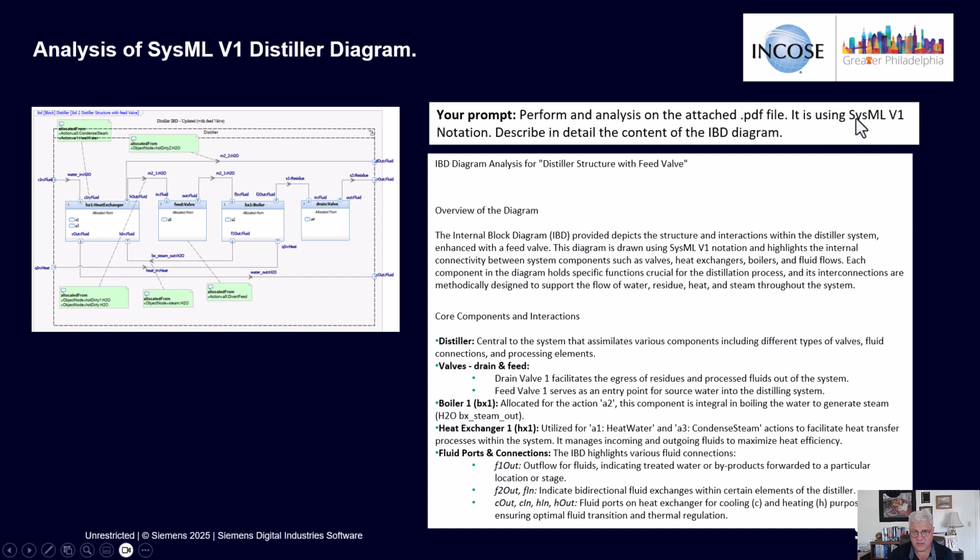And now this is critical. You've got to tell it that the diagram has SysML V1 notation, and then describe in detail the contents of this IBD. And when you do that, the results are very good because it can do a very good job of processing the graphical description. However, the negative of that is it's not really working on the model. It's working only on the graphics in the model.